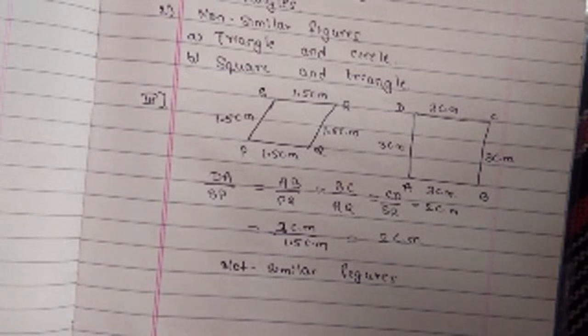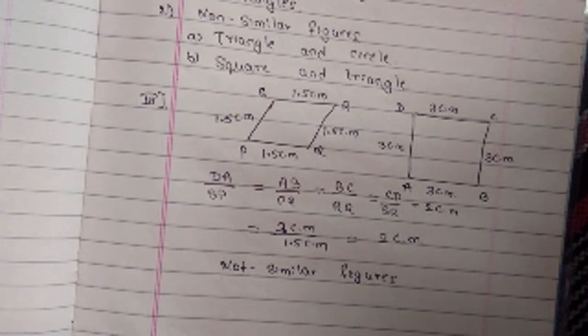How many of you understood this? Sides are not equal, but sides are in the same ratio. Okay. How many of you understood this? Just comment your name.